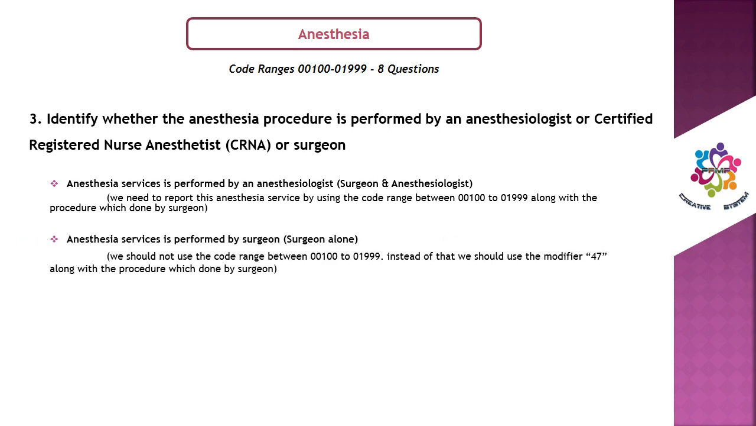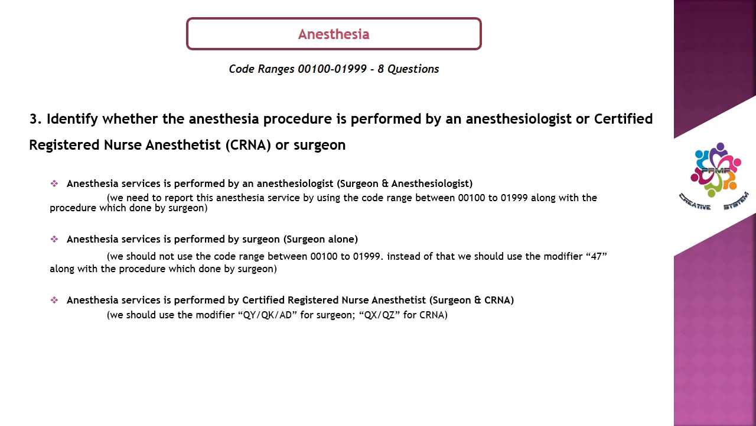2. Surgeon alone, where the anesthesia service is performed by the surgeon itself. In this case we should not use the code range between 00100 to 01999, instead we should use the modifier 47 along with the procedure which is done by the surgeon. Number 3. Surgeon versus CRNA combination, where the anesthesia service is performed by a certified registered nurse anesthetist. In this case we should use the modifier QY, QK, AD for the surgeon, and QX, QZ for CRNA.